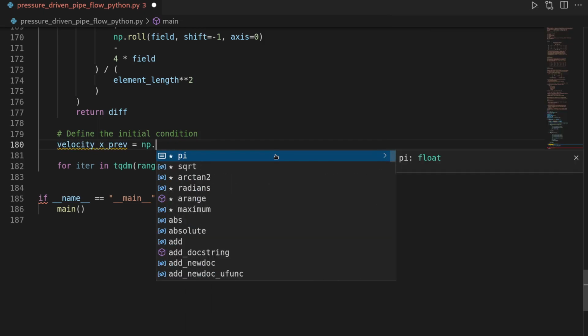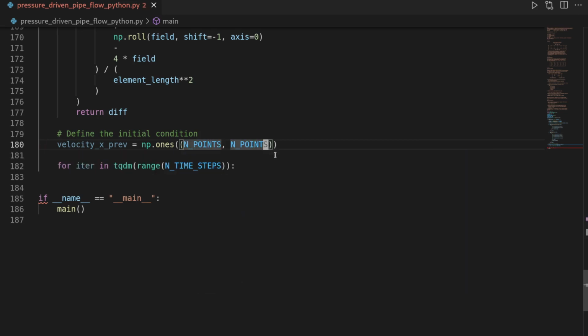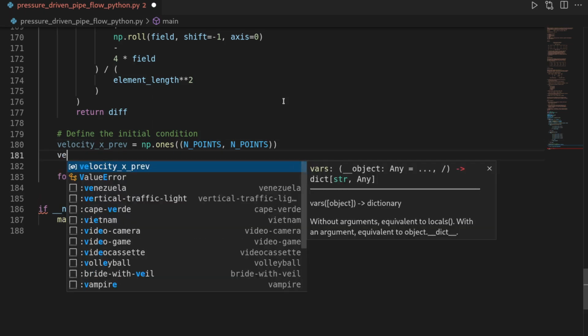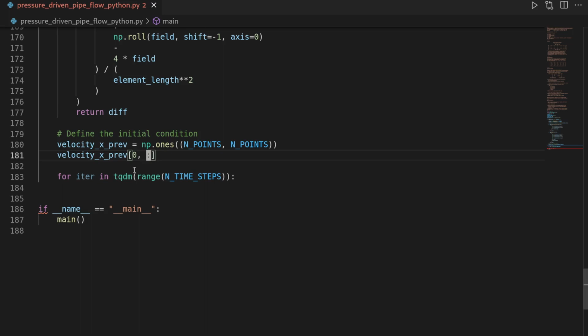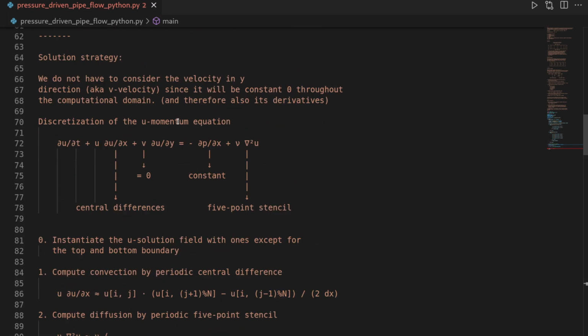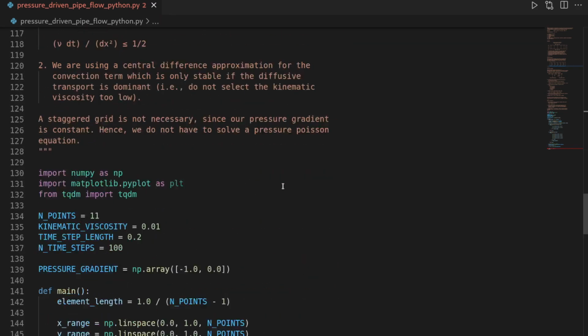And this one will be given as numpy.ones and has the shape n points by n points, meaning it is n points in y direction and n points in x direction. And now we also have to set the boundary condition because it is not 1 on the wall, rather it is 0. So we do velocity x previous, 0 and then colon, which means at point 0 in y direction, and the colon means all points in x direction. Let me show this to you in the plot here. So basically I'm now referring to this edge here, and this one of course shall be 0.